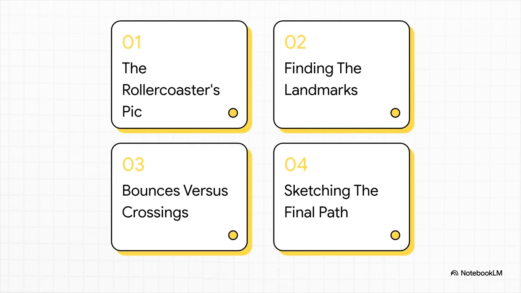So, here's our 4-step game plan. First, we're going to zoom out and get the big picture. Think of it like a roller coaster. Then, we'll zoom in and find the key landmarks on our map. After that, we'll look at bounces versus crossings, a crucial detail. And finally, we'll put all our clues together and sketch the final path. Sounds good? Let's do it.